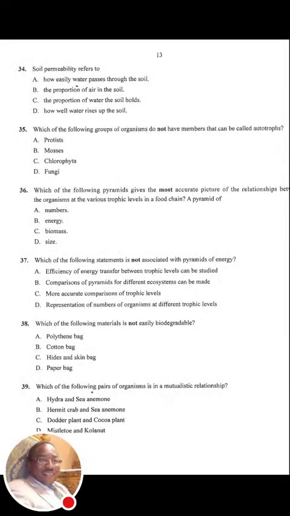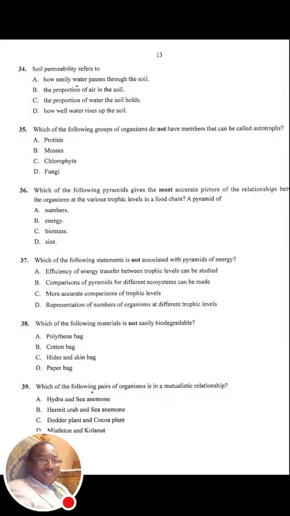Number 34. Soil permeability refers to A, how easily water passes through the soil. B, the proportion of air in the soil. C, the proportion of water the soil holds. D, how well water rises up the soil. Please be careful with option D, because that is capillarity. How well water rises is capillarity.